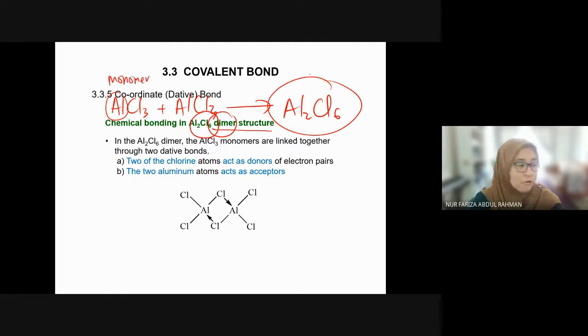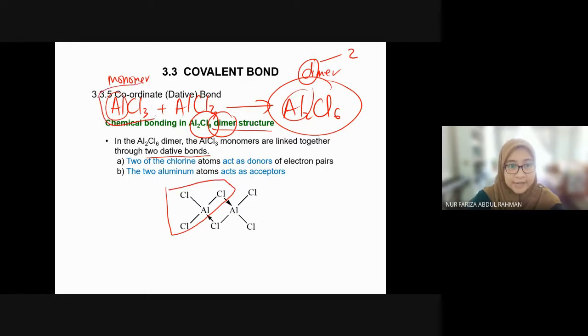Like I said just now, AlCl3 is what we call a monomer. When two combine, it is called a dimer. If there are many more combinations of monomers, we get a polymer. Di means two. So we have two molecules combined, linked together through two dative bonds. So how do we show the dative bond? This is the first molecule.